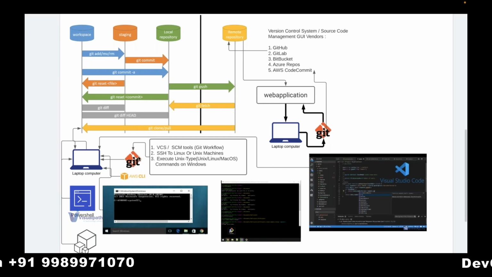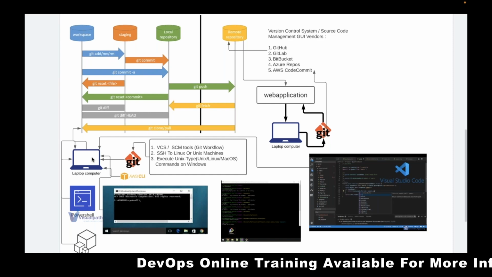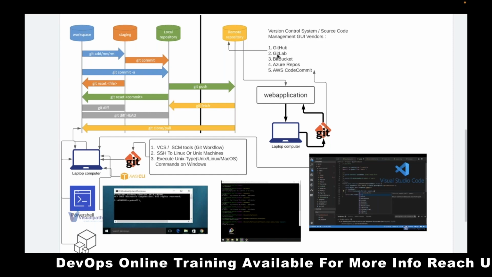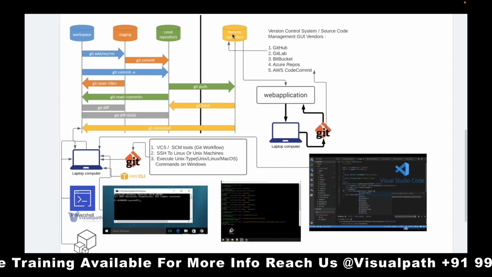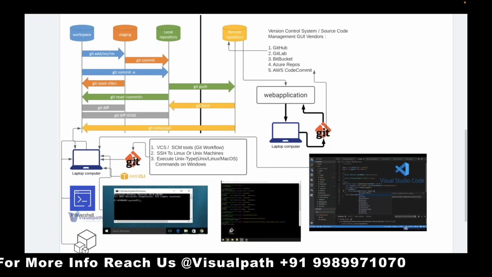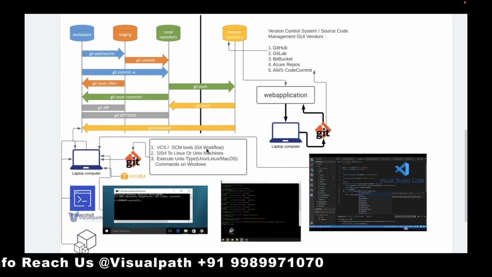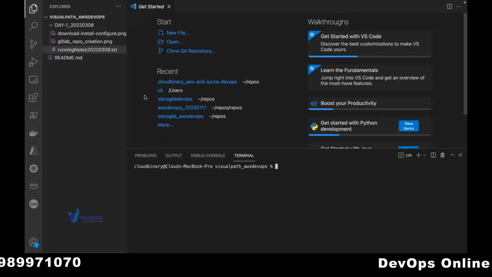So this tool has been downloaded and installed on Windows. Along with that, VS Code, Visual Studio Code, also has been downloaded and installed on our Windows. Then we created an account with GitLab, and I created a repository as part of GitLab, and this repository has been cloned onto my local using Git workflow commands. And once we download it, here we have a local repository.